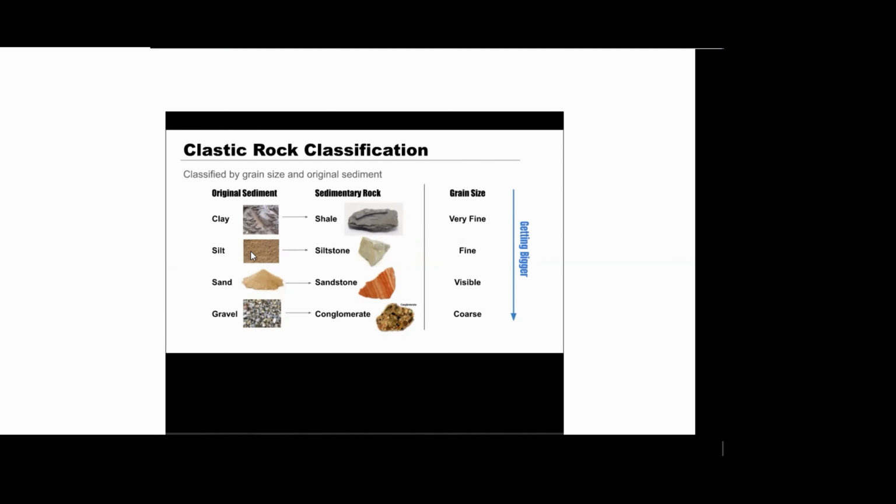So you have silt, breaks down, gets transported, it cements together and forms siltstone. Sand makes sandstone, gravel makes a conglomerate. It's the more coarse grain. You can actually still see all the particles in the sedimentary rock. So it's not smooth looking at all.